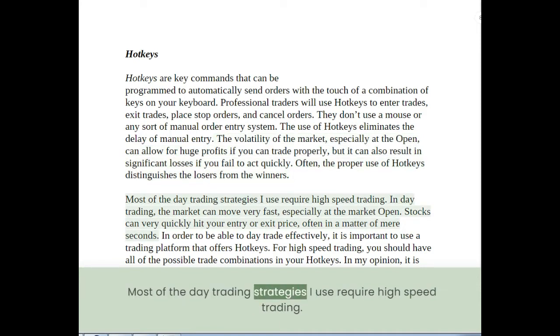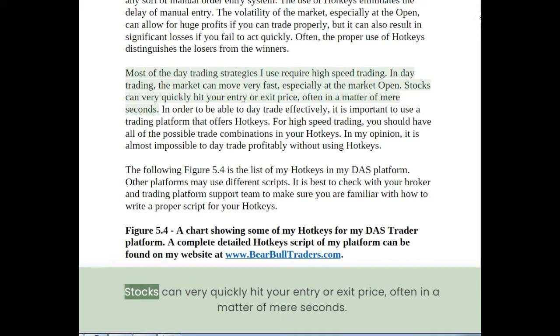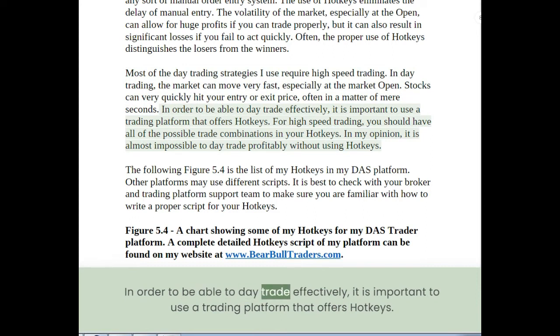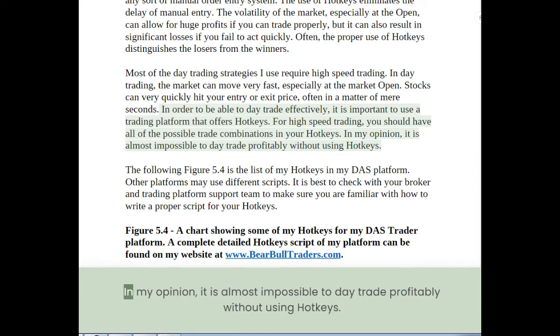Most of the day trading strategies I use require high-speed trading. In day trading, the market can move very fast, especially at the market open. Stocks can very quickly hit your entry or exit price, often in a matter of mere seconds. In order to be able to day trade effectively, it is important to use a trading platform that offers hotkeys. For high-speed trading, you should have all of the possible trade combinations in your hotkeys. In my opinion, it is almost impossible to day trade profitably without using hotkeys.